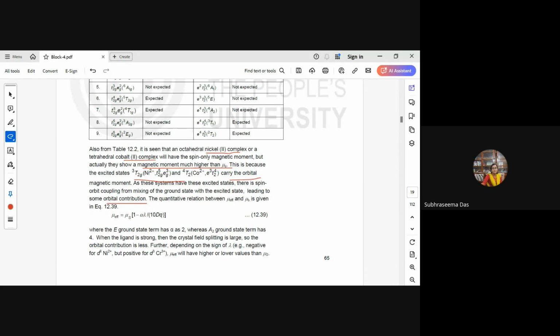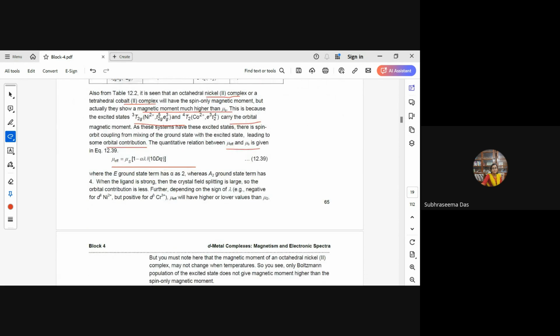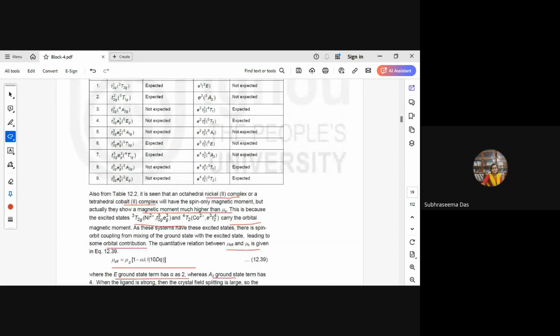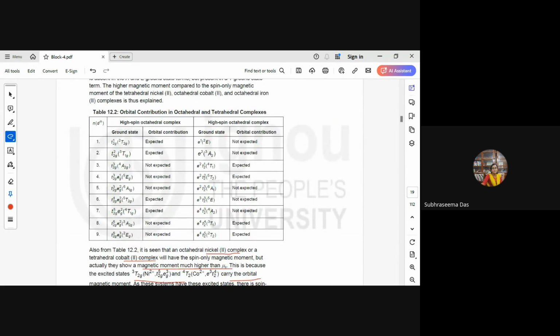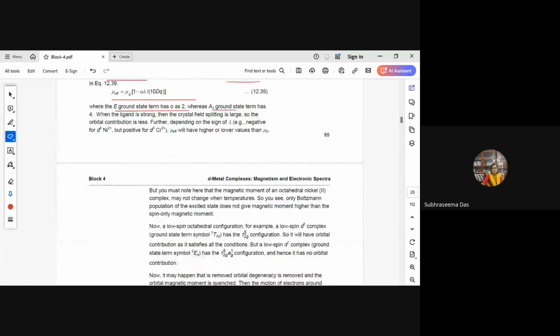So comparing the mu effective value and the mu s value, we have this equation: mu effective is equal to mu due to spin only times 1 minus alpha times 10 Dq. For the E ground state term, alpha is equal to 2, and for the A2 ground state, alpha is equal to 4. When the ligand is strong and the crystal field splitting is very large, the orbital contribution is very small. So, depending on the arrangement of the electrons in the t2g orbitals, the mu effective can be calculated.